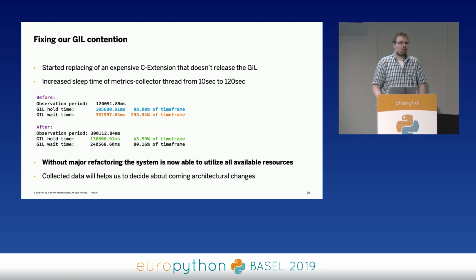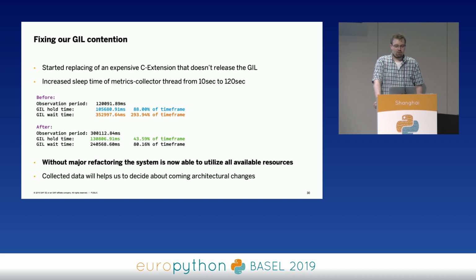Also, probably the simplest fix was to just change the interval of our metrics collection. So we changed the interval from 10 seconds to 120 seconds. We are now collecting less often, but if it can solve the GIL contention, it's not a big deal. And that actually worked.